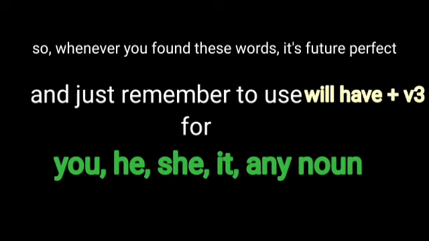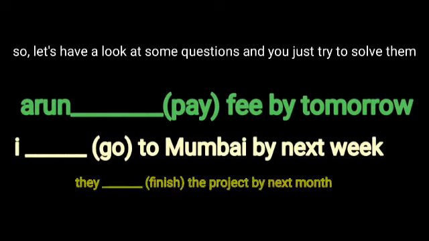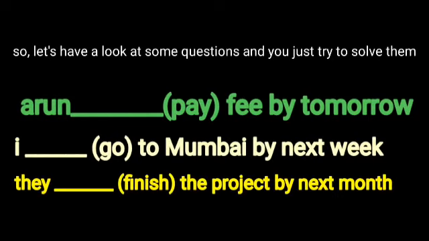Unlike other tenses, this tense can be easily identified. So whenever you find by plus any future time, then just regard that that particular sentence comes under future perfect and use the concept which we learned here. So have a glance at some of the examples and try to solve them.